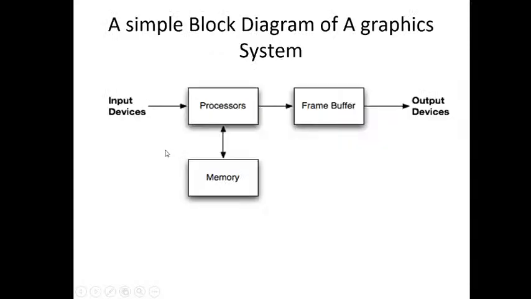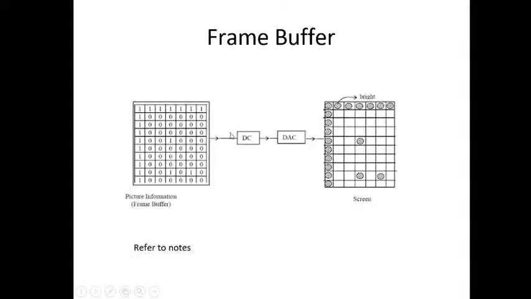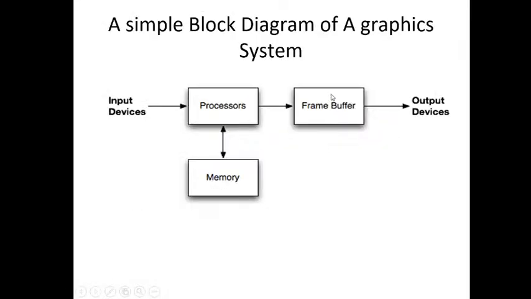Fine. So whatever image is to be shown, the image sits here. Now each grid cell is a digital grid, so it's either 0 or 1. So this frame buffer is plotted into the output device.